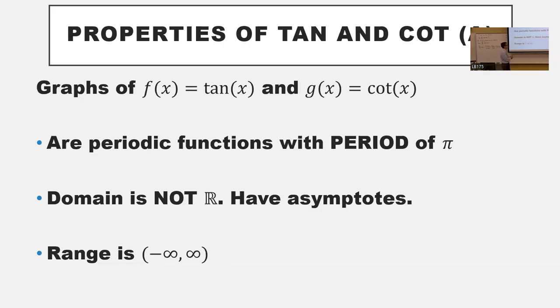The domain is not the entirety of the real numbers. Like I said, it's all the real numbers except for the asymptotes, so except for when the denominator is 0. The range is from negative infinity to positive infinity. But it's kind of weird that tangent and cotangent have a period of pi, because cosine and sine had periods of 2 pi each, right? So the fundamental period when I divided those changed to pi. Weirdly enough.